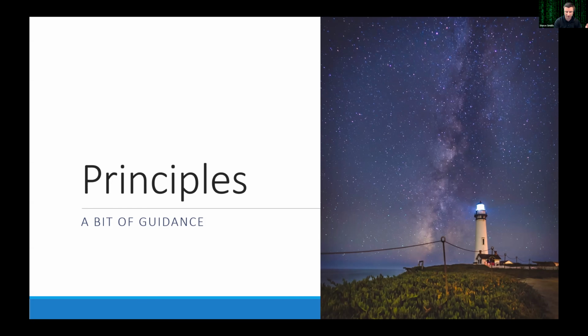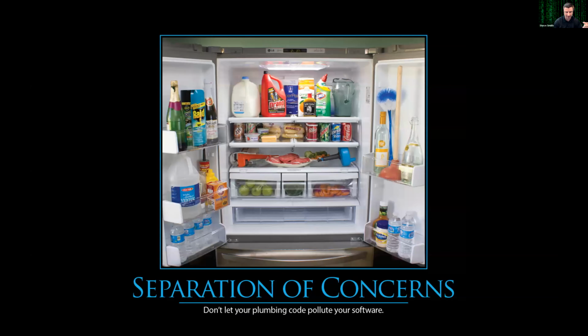But I do think that knowing what these principles are is useful as the underpinning for the discussion. So the first and probably the most important principle that applies to clean architecture is called separation of concerns. And the idea with separation of concerns is that you don't want to let your plumbing code pollute the rest of your software.